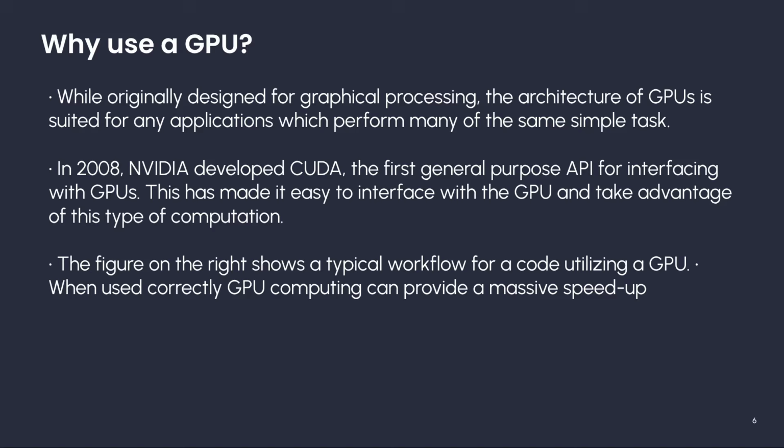We'll see in the next slide. The first general purpose API for interfacing with GPUs. This has made it easy to interface with GPU and take advantage of this type of computation. The figure on the right shows a typical workflow for code utilizing a GPU. The figure पुढे मी दाखवतो. When used correctly, GPU computing can provide a massive speed up. Massive means sometimes it even boasts thousands of times better than CPU.